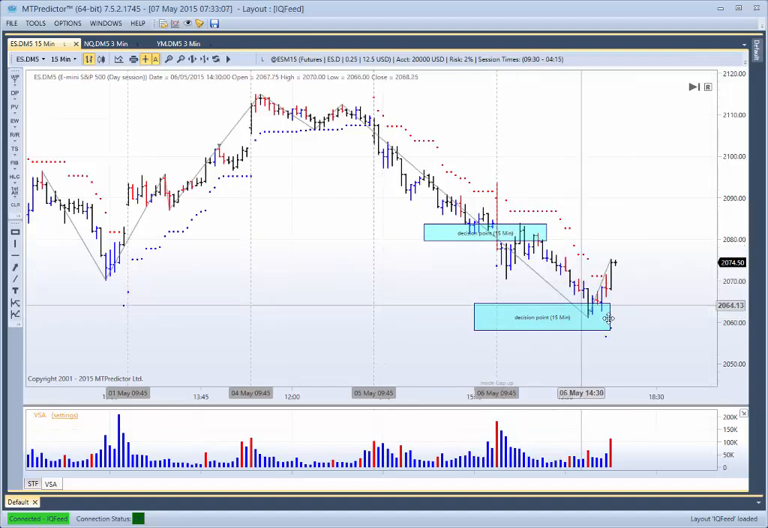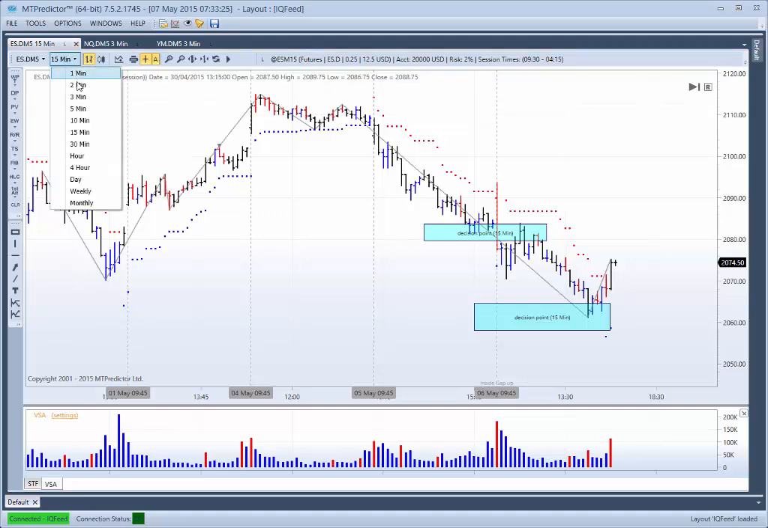Well, it carried on down, and look where the low of the day was yesterday. It came in a bit later in the day, but just look where it was, right at that 15-minute DP support zone. So that would have been on your chart ready as an area where you'd anticipate potential support to come in. So how does that help us on the 3-minute chart?